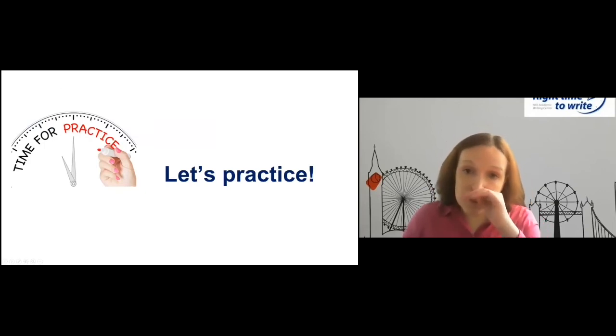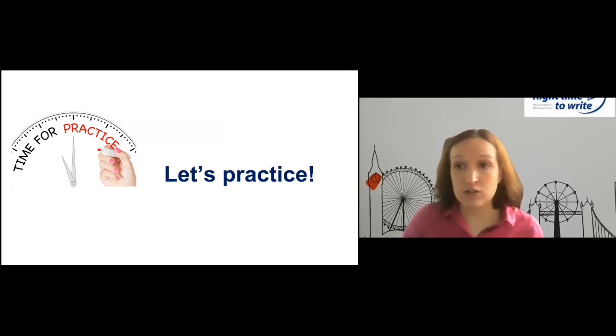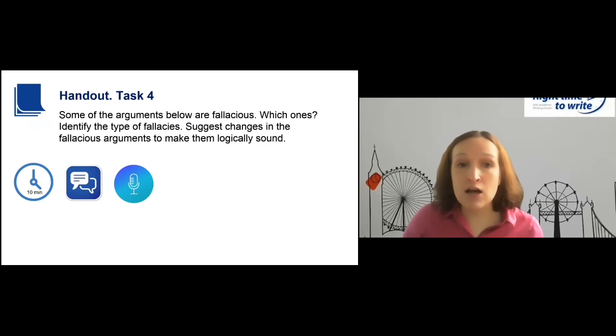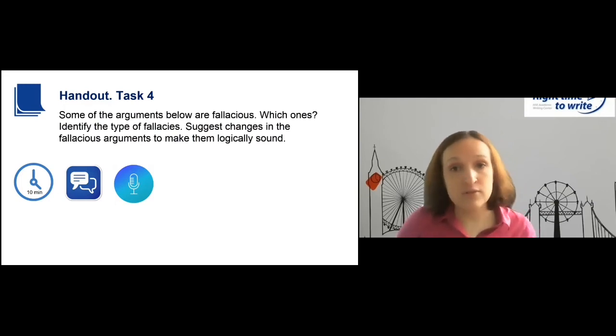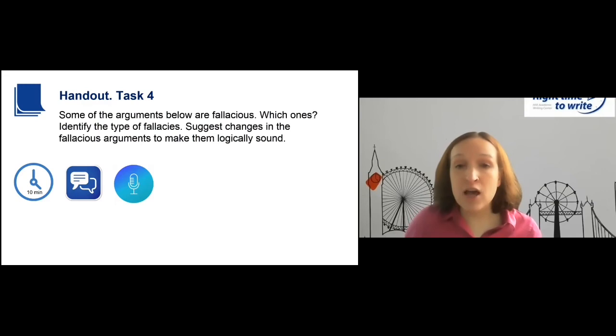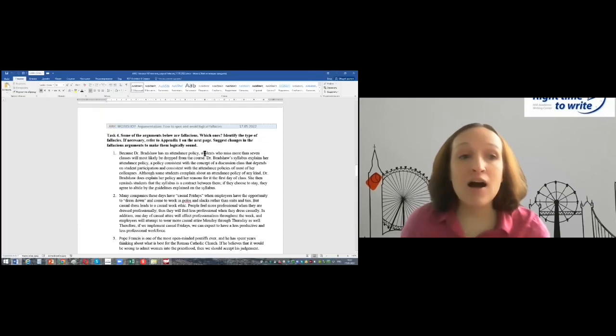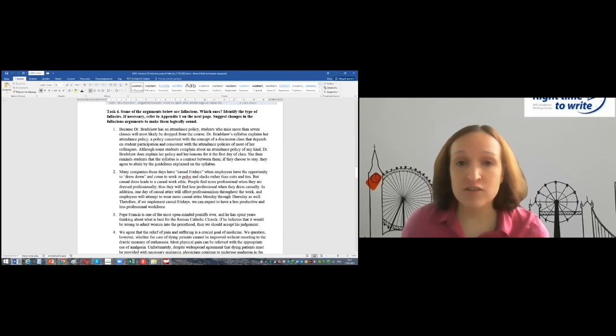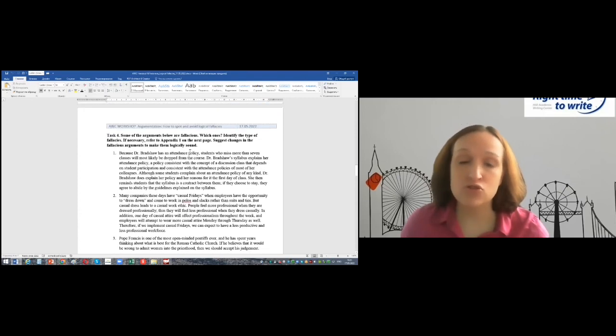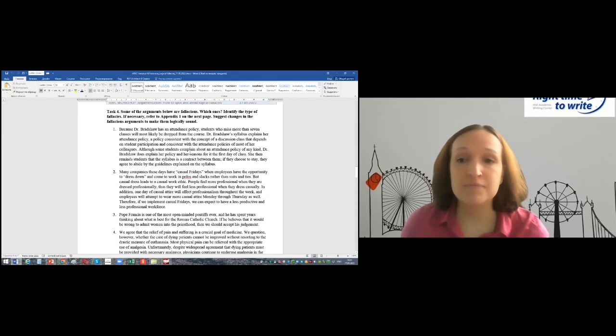All right, so now we are going to practice some more. Can you please look at the last task in the handout, task number 4. In this task, you can see 5 arguments. Some of them are fallacious, some of them are sound. So I would like to ask you to identify the fallacious arguments, which ones are faulty. Also identify the type of fallacies and suggest changes in the arguments to make them logically sound. Instead of the presentation, I have shared the handout just to be able for everybody to look at the statements.